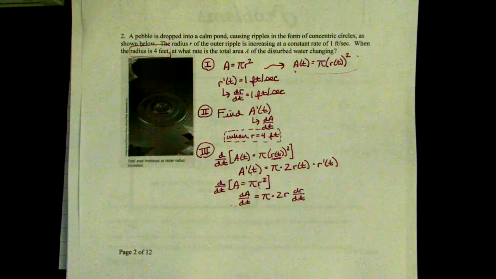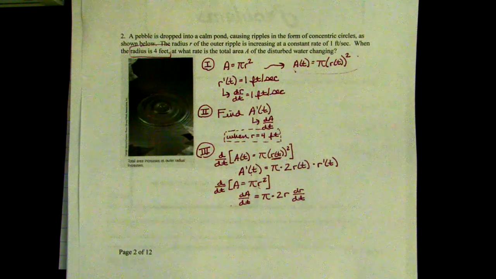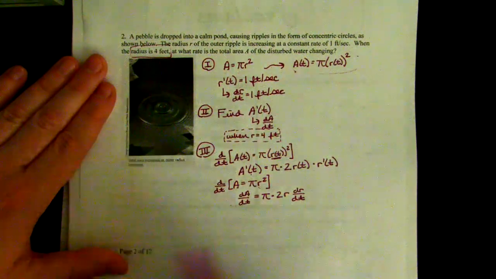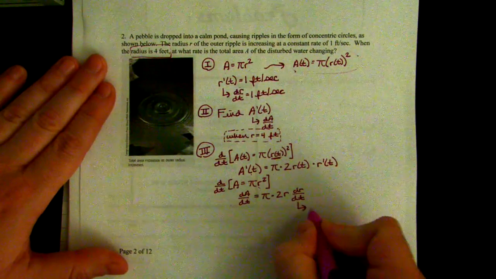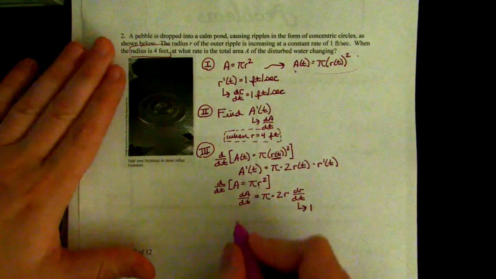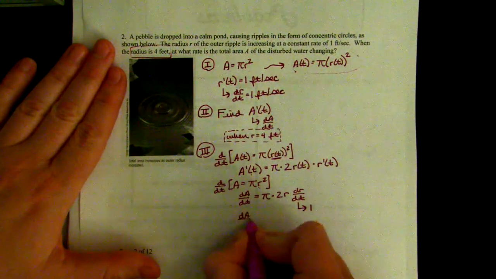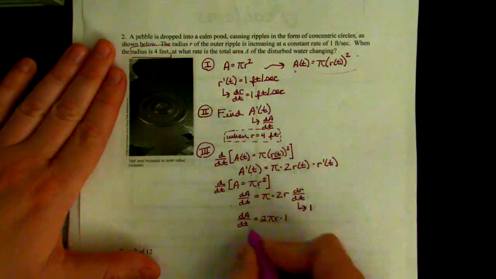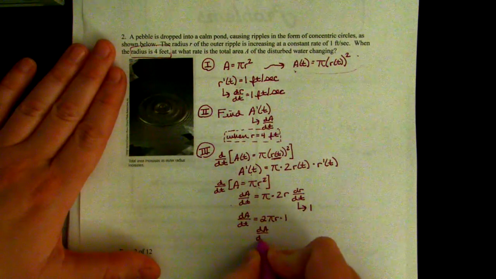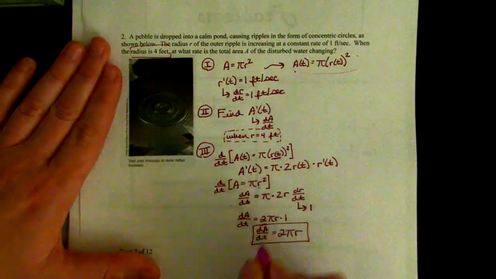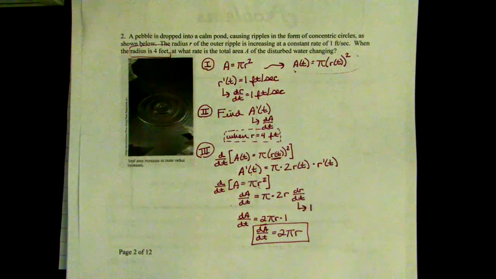There's one other thing, though, that I'm going to do in this step. I was told in the initial setup of this problem that the radius is always increasing at a rate of 1 foot per second. I'm going to plug in that 1 foot per second for dr/dt because that is something that is always true. That is something that is not changing. I'm going to make a formula, dA/dt equals 2 pi r times 1, or dA/dt equals 2 pi r. This is my formula for the rate of change of the area.